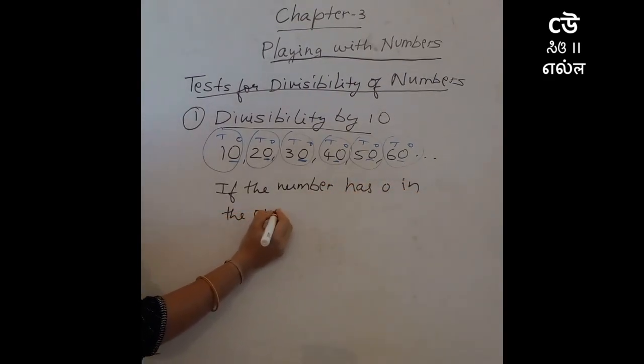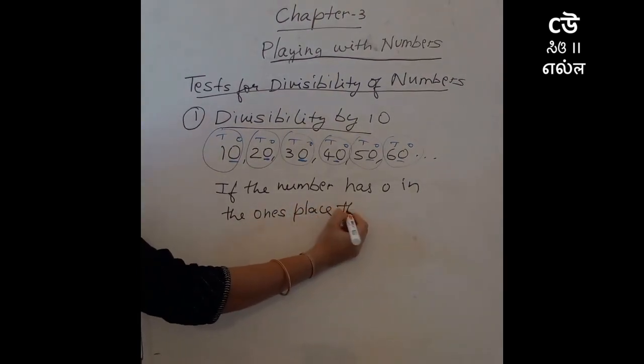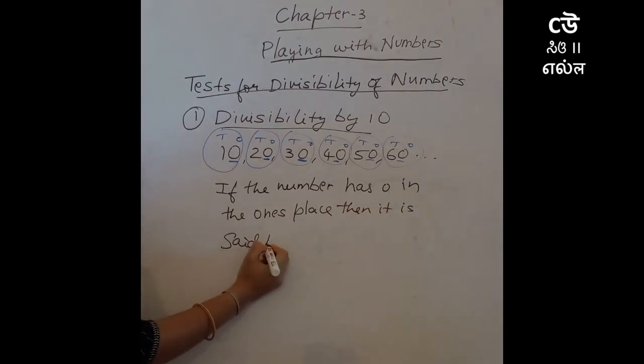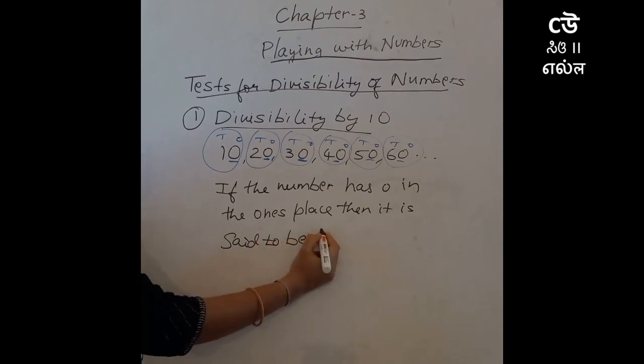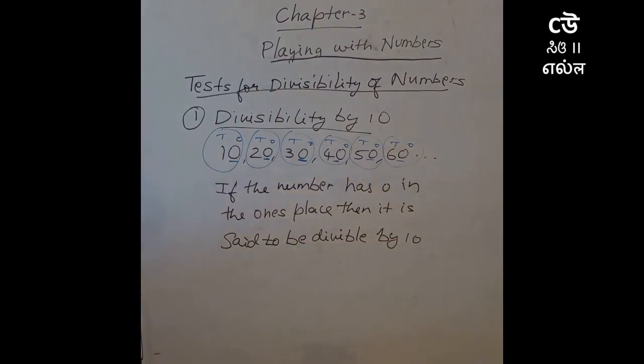if a number has 0 in the ones place, then it is said to be divisible by 10. Understood, children? If you find 0 in the ones place, whichever number of digits they give, for example, 5-digit, 6-digit, 4-digit or 3-digit numbers, the one thing you have to see is the ones place value.